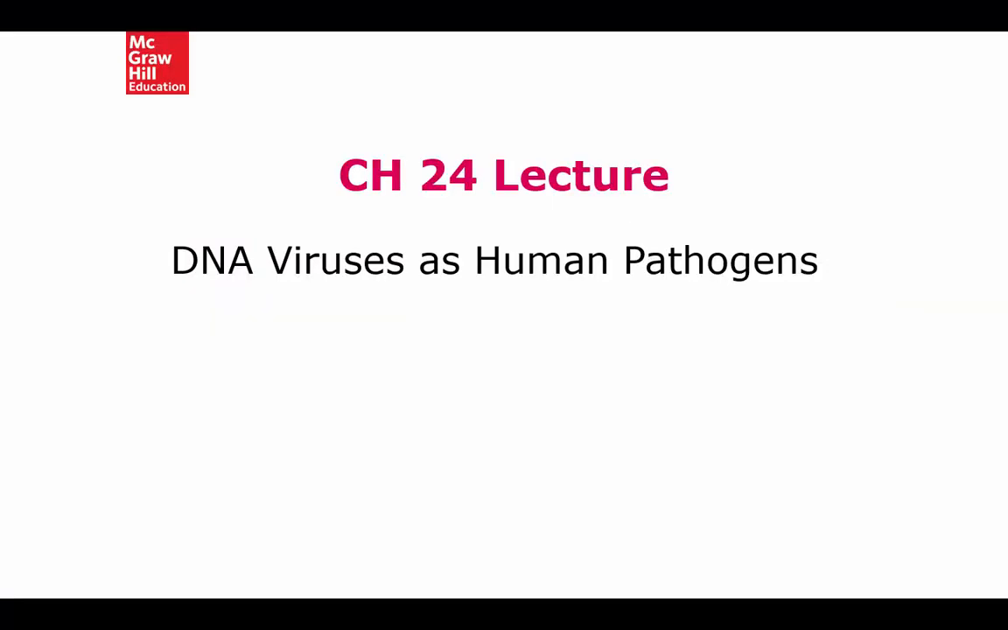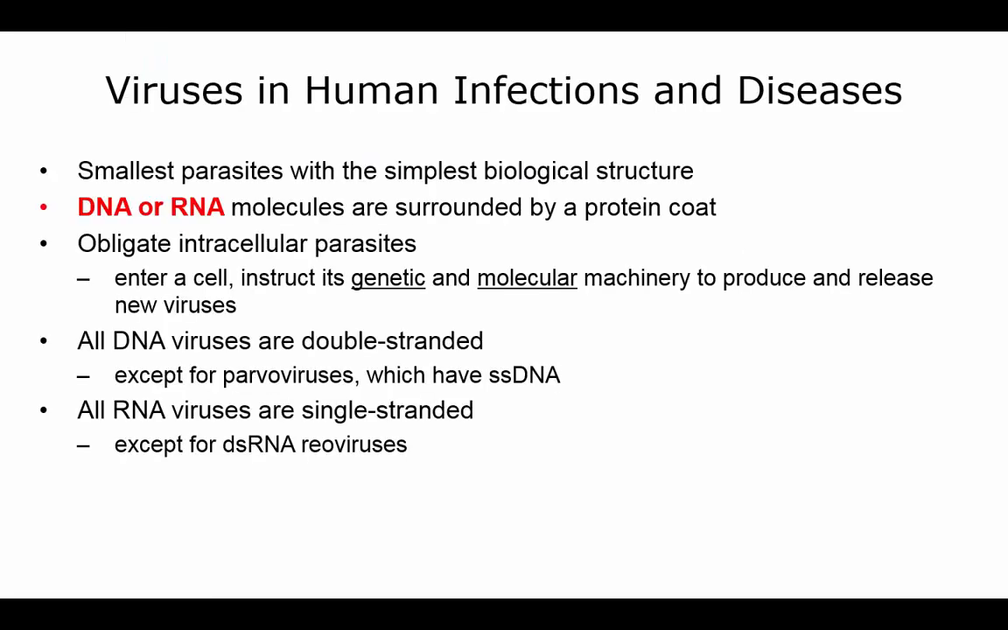Right, now we're going to talk about DNA viruses that cause problems for us humans. They are the smallest parasites, and of course, you remember they either have DNA or RNA, and they're surrounded by a protein coat. They're obligate intracellular parasites where they enter a cell and take over the genetic and molecular machinery and start making and releasing new viruses.